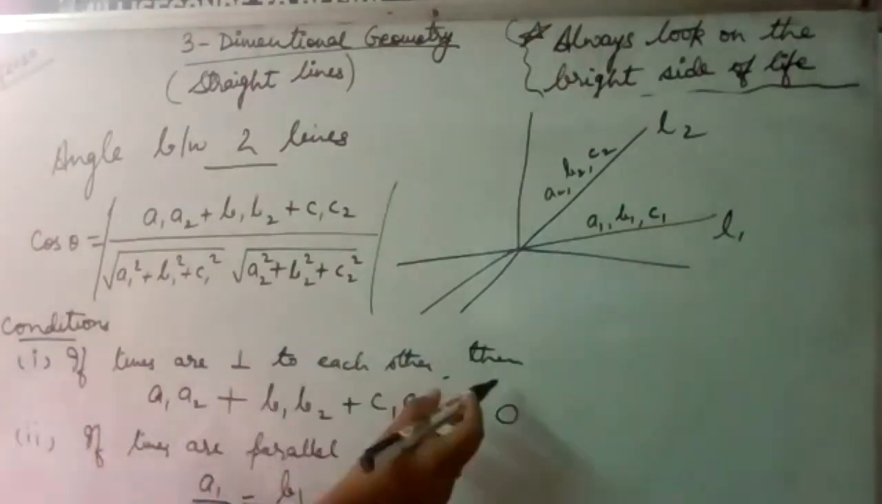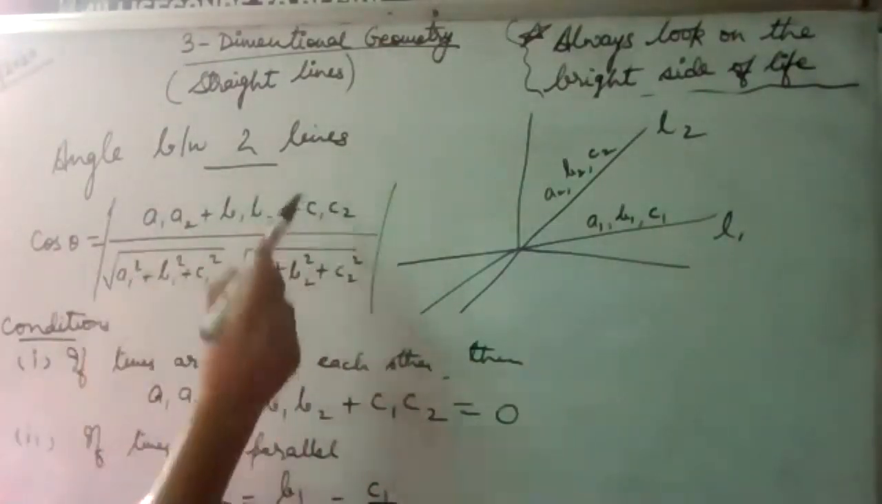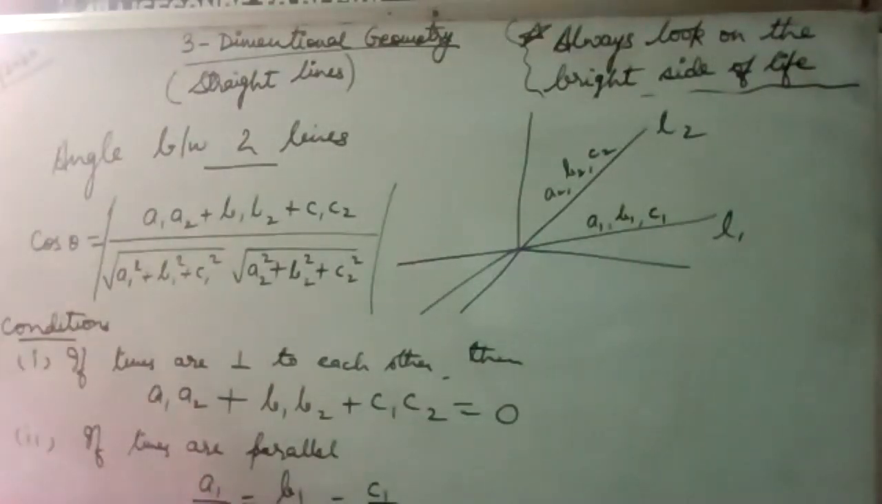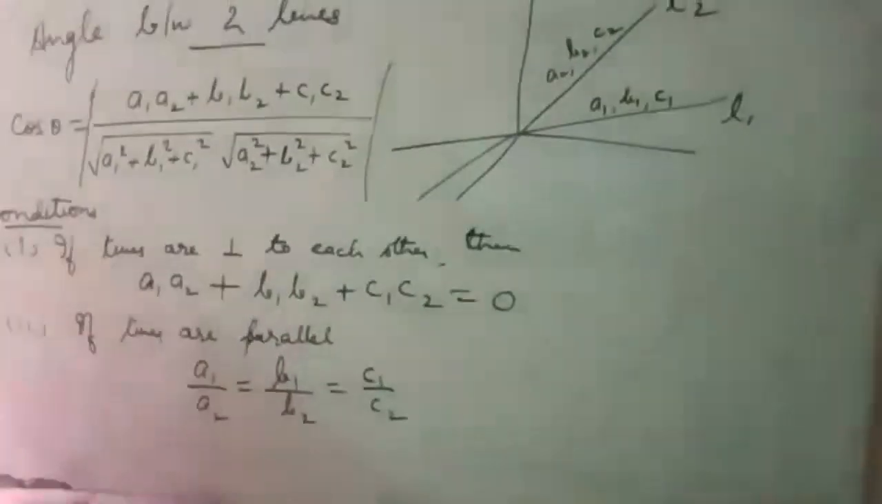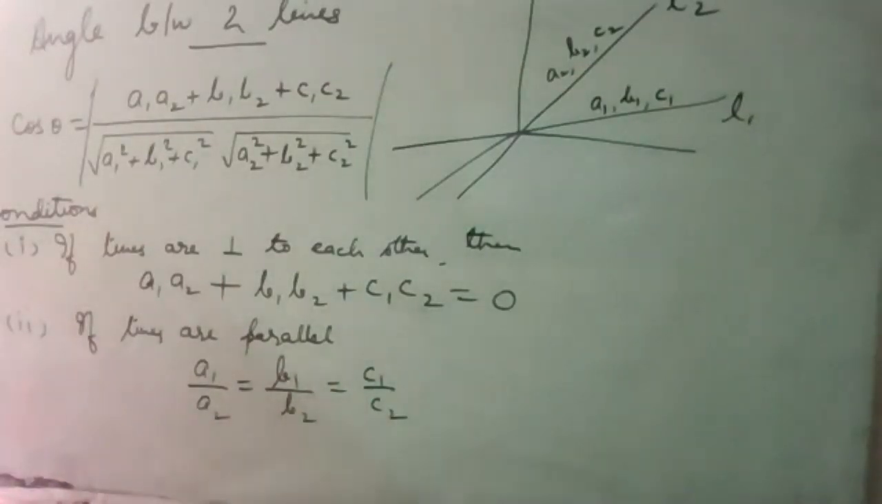So if lines are perpendicular to each other, then the condition is this one, A1, A2 plus B1, B2 plus C1, C2 will be equal to 0 because we will get cos theta equal to 0 and cos theta is 0 at 90. And if the lines are parallel to each other, then we have the condition A1 upon A2 equal to B1 upon B2 equal to C1 upon C2. The direction ratios are proportional.